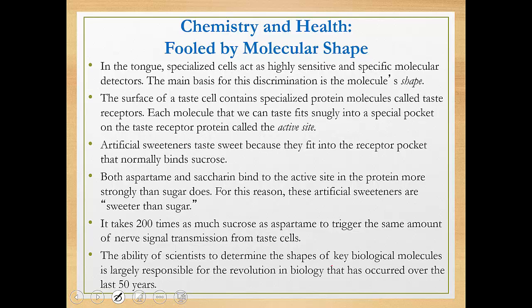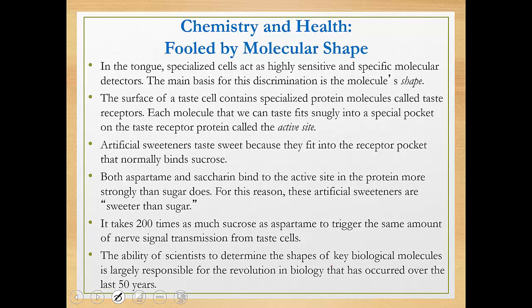Well, if you look at the structure of the tongue, we have specialized cells that are basically little molecular detectors. If you look at all the instrumentation a lab has, we actually are very finely tuned instruments in that respect. We have wonderful detectors for taste, for smell, for sight, for touch. This just happens to be for taste. And the way that our tongue figures out what something tastes like is based on the shape of the molecule. If you look at the surface of a taste cell, there are specialized protein molecules called taste receptors. You've probably heard of those.